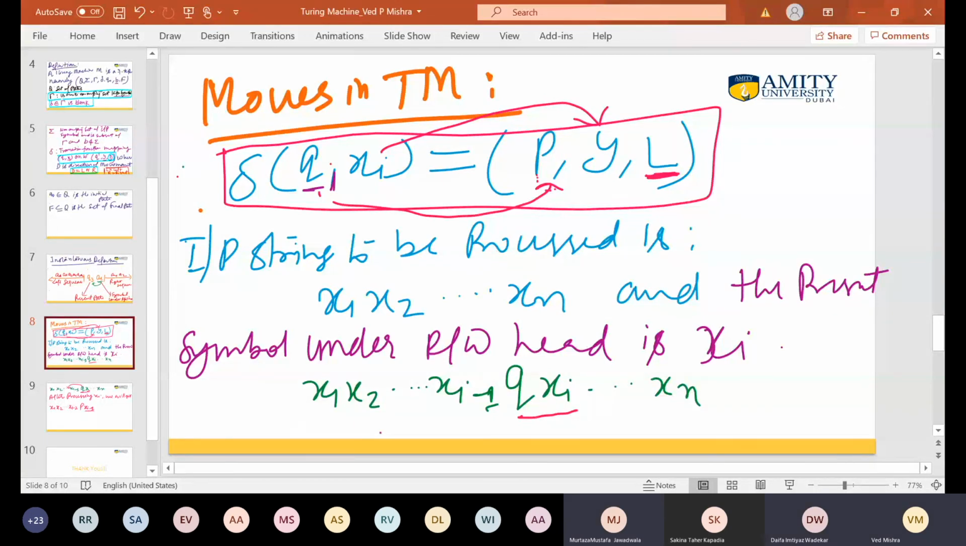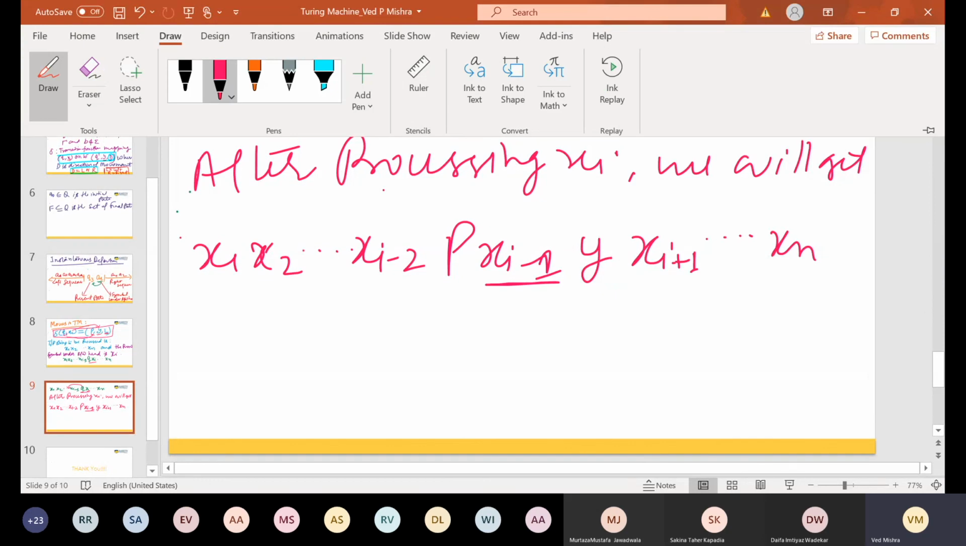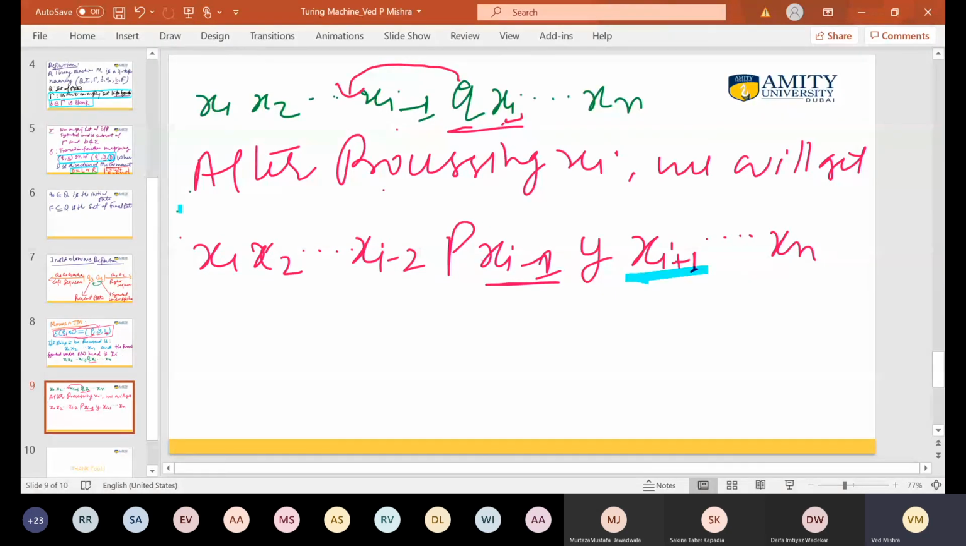Xi is becoming Y. So here it will be Y. And after Xi, the next symbol should be Xi plus 1, and then it will go till Xn. So you understood how we are moving it? We are just moving the Q and changing the Xi.